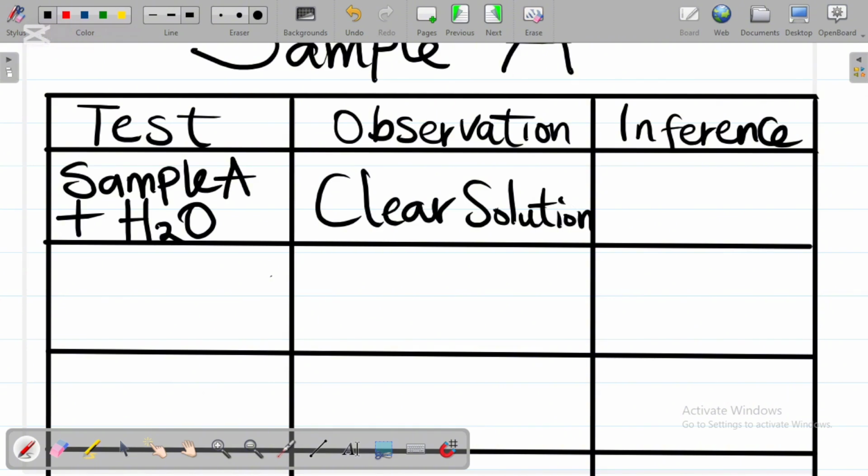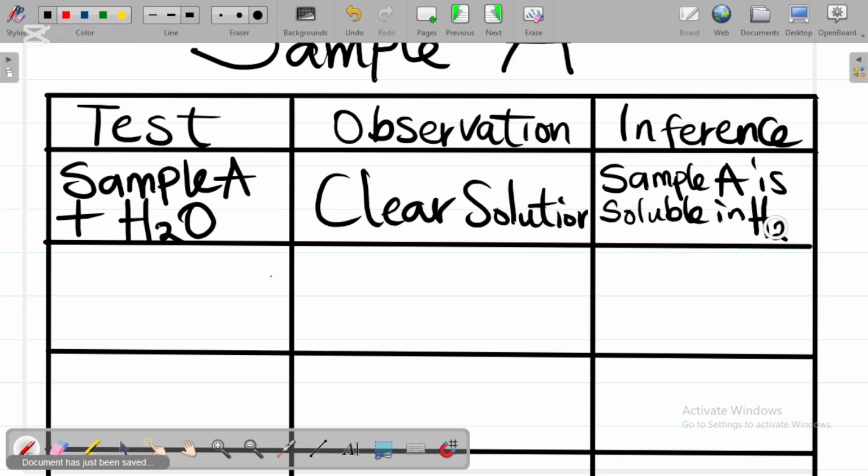And then what is the inference? Inference simply means evidence. So the evidence is sample A is soluble in water. So sample A is soluble in H2O. All right.